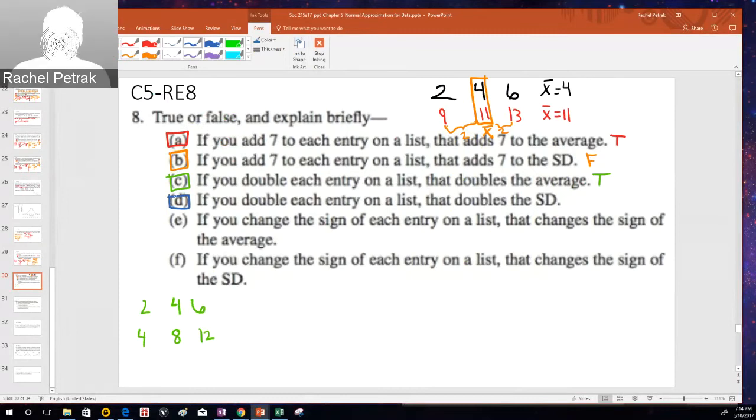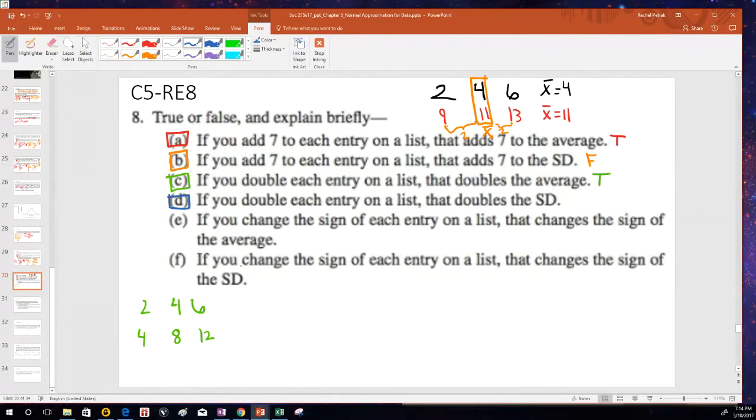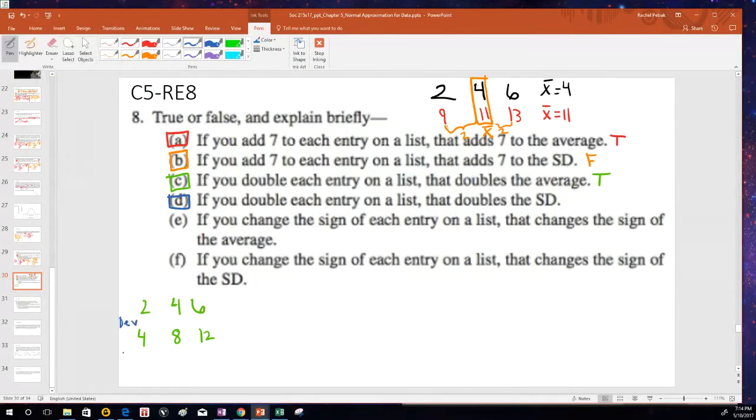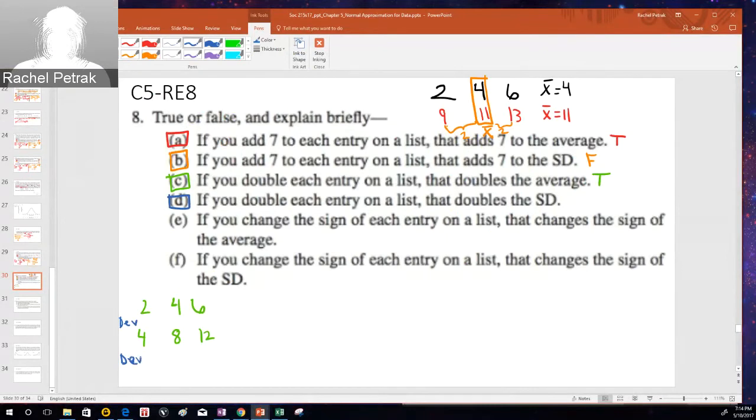If you double each entry on the list, that doubles the standard deviation. This is going to be true. And let's again look at why this is true. So here we've doubled each number on the list already, and we have our deviations. Let's look at the deviations for each set. So here the deviation is 2 and 2.